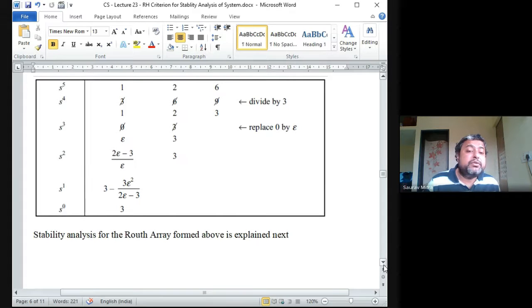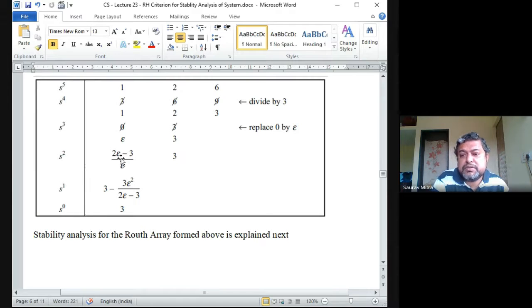Now what we are supposed to find out is to analyze the stability using the Routh-Hurwitz criterion. We have to find whether the first column is positive or negative. But we don't know the value of epsilon. Epsilon value is very small positive. In the s^2 row, the numerator can go negative, because of 2 into epsilon minus 3. Since 2 into epsilon is very small, this part will definitely go negative.